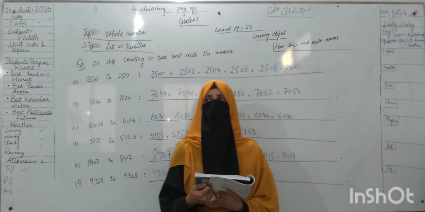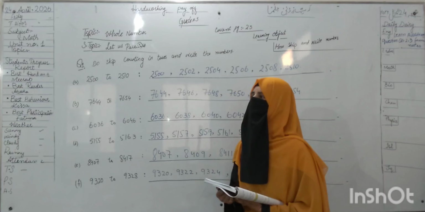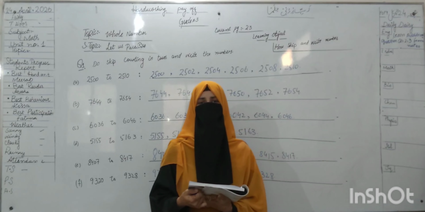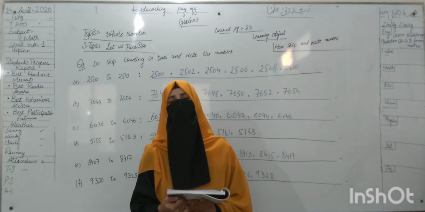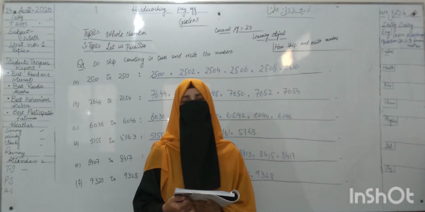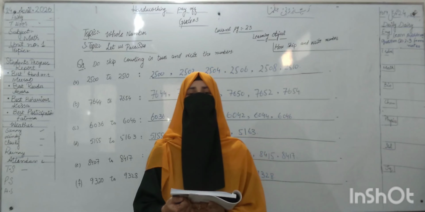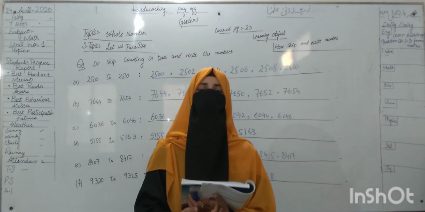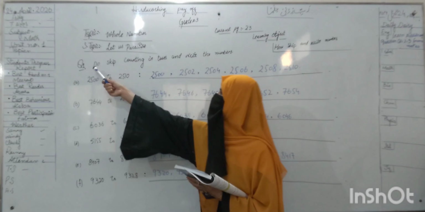So students, today let us practice page number 23. All the students, open your page number 23 and also pick up your pencil. Today's lecture is about how we write numbers by skipping numbers. Like that, you have to skip 2, skip 3, skip 5, 7, you also skip 10, you also skip 100. It depends on the given instruction.